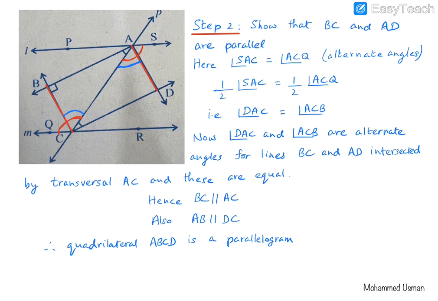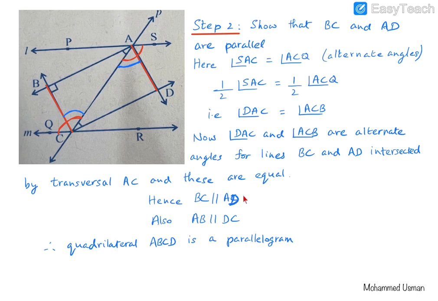Okay, so we have shown that BC and AD are parallel. So that's BC parallel to AD. Make the correction here. That's AD, not AC. Okay, so we are showing here that BC is parallel to AD because angle DAC and ACB are alternate angles for these two lines cut by the transversal AC.